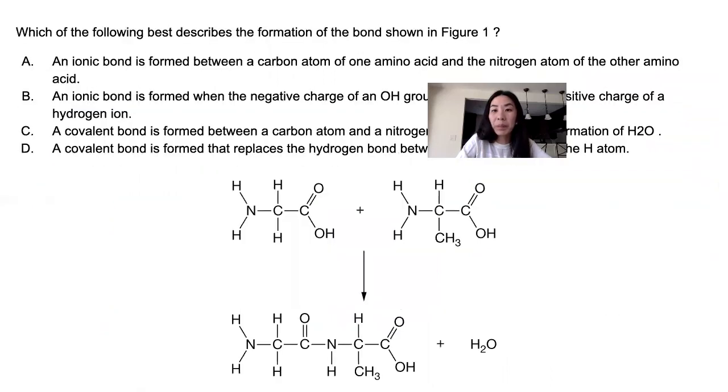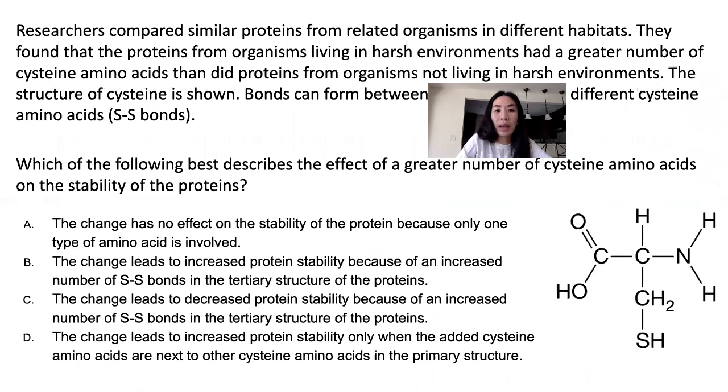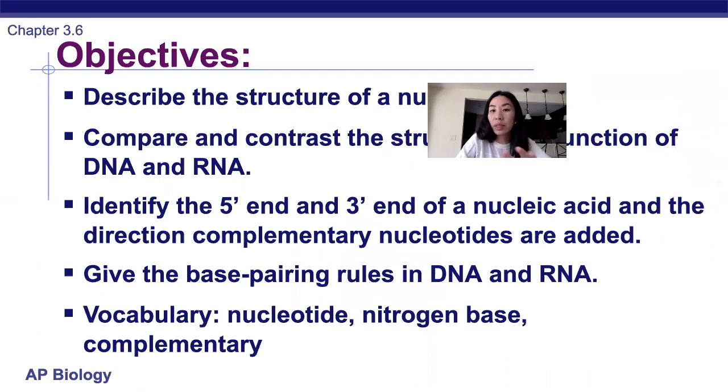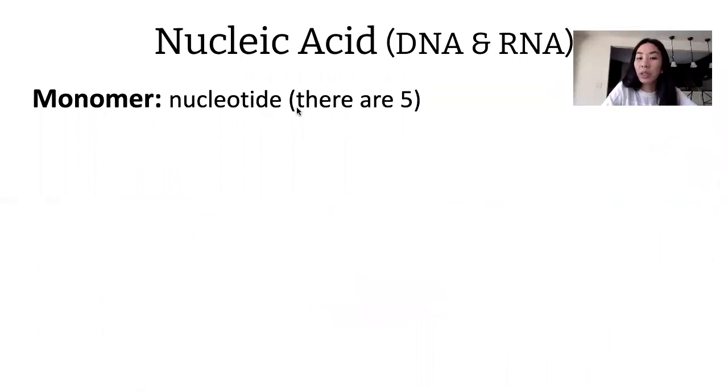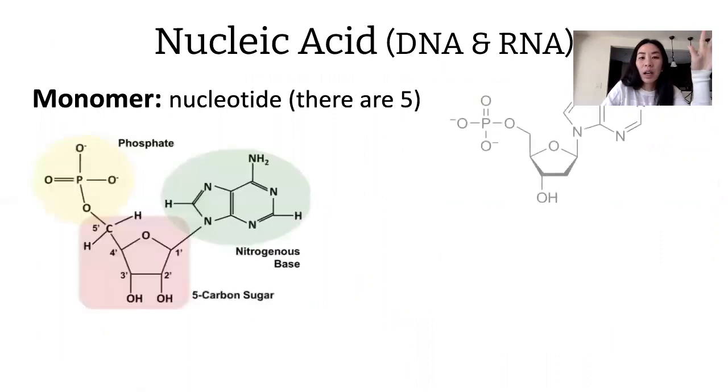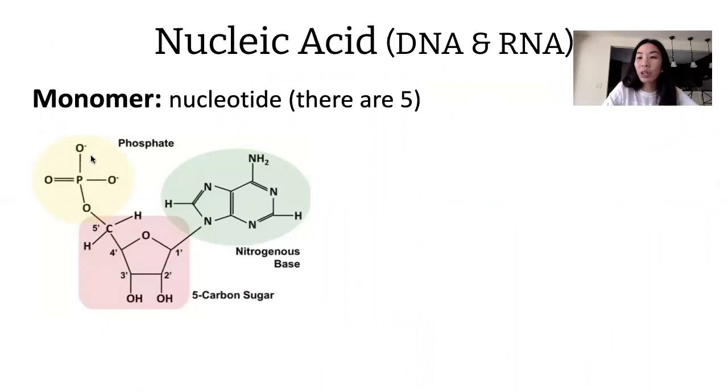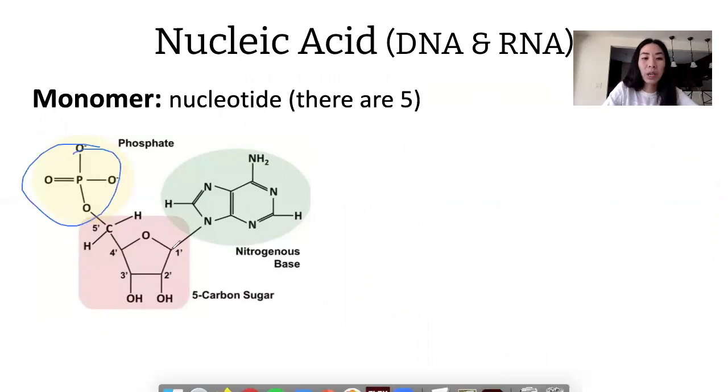All right. So for nucleic acids, objectives, once again, review that on your own. Nucleic acids are DNA and RNA. The monomer is a nucleotide, and there are 5 nucleotides. The general structure, you need to know this. The 3 general parts of a nucleotide are the phosphate group, a 5-carbon sugar, and then a nitrogenous base.